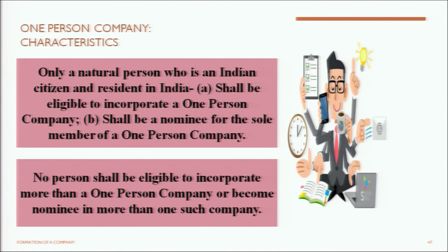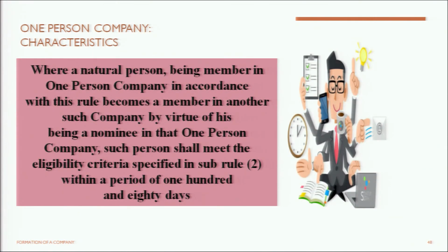At one point of time, you can become member of only one OPC and along with which you can become nominee of some other OPC at the same time. Now, a peculiar situation may emerge. For example, if you are member of one OPC and you are nominee of the other one-person company, and suppose due to your nomination in this second OPC, by virtue of your nomination, you become the member of this second one-person company. For example, if the sole person or the one person member of the second OPC dies, in that case the nominee has to step into the shoe of the member.